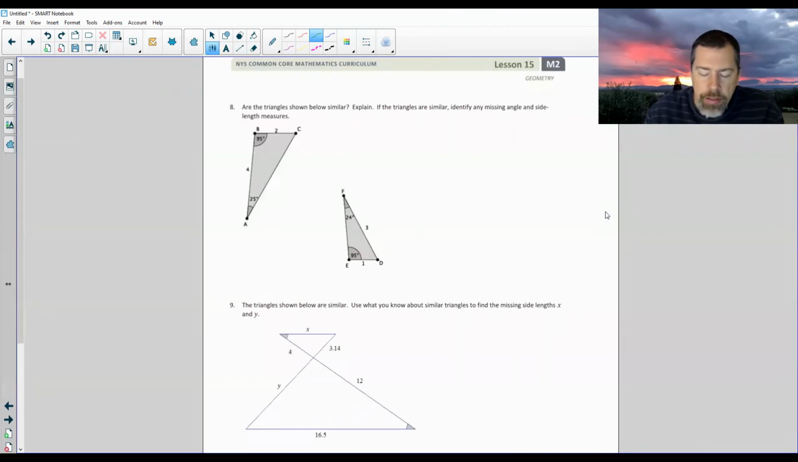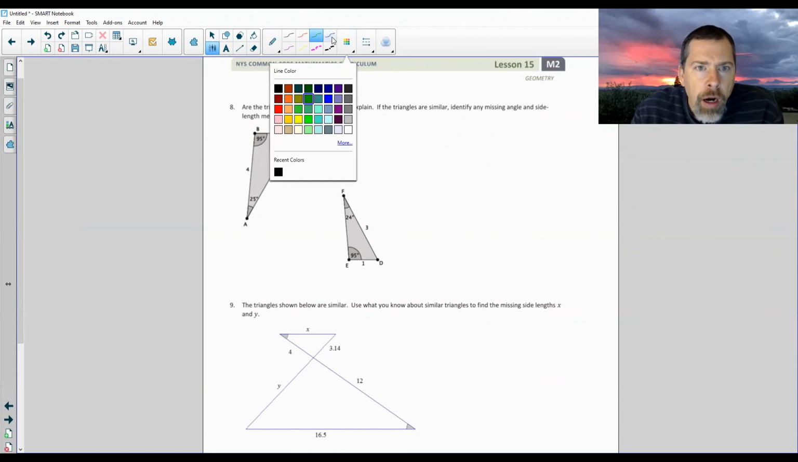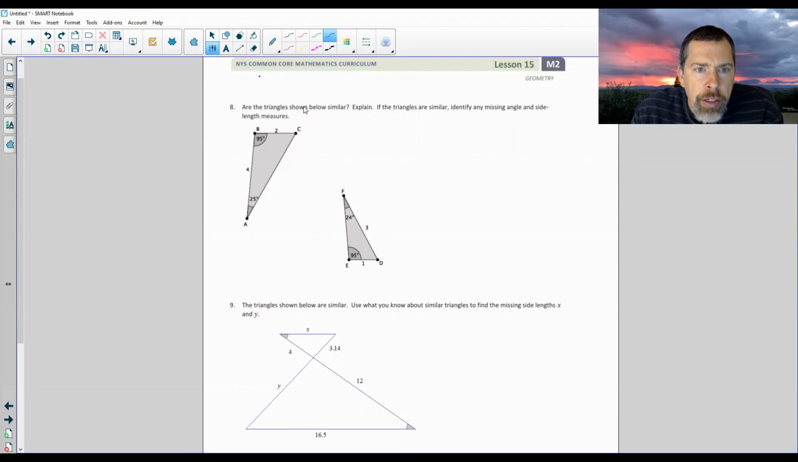Okay, page 3 brings us to exercise 8. So try this on your own, pause the video and see how you did. So here we go. Are the triangles shown below similar? So remember, similar, we need AA, and sides have to be proportional. In other words, we need an R.